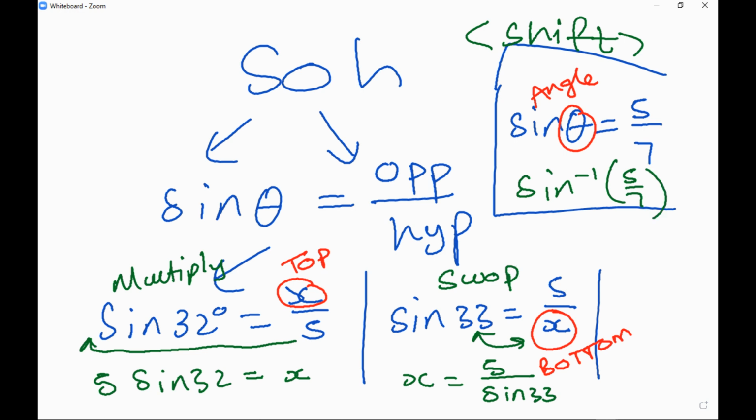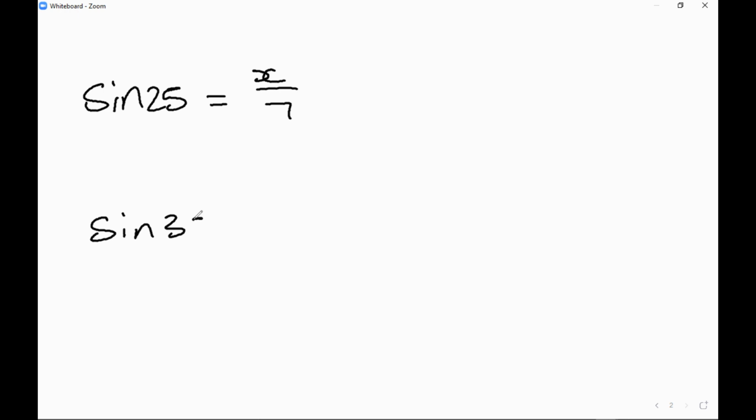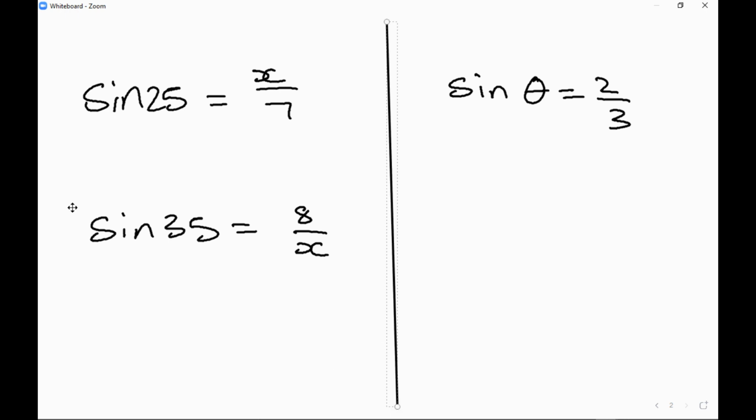Okay, let's try one of these. You're going to try and get the unknown. I've got sine of 25 is equal to x over 7. I've got sine of 35 is equal to 8 over x. And I've got sine of some angle is equal to 2 over 3. Try and find the missing numbers.